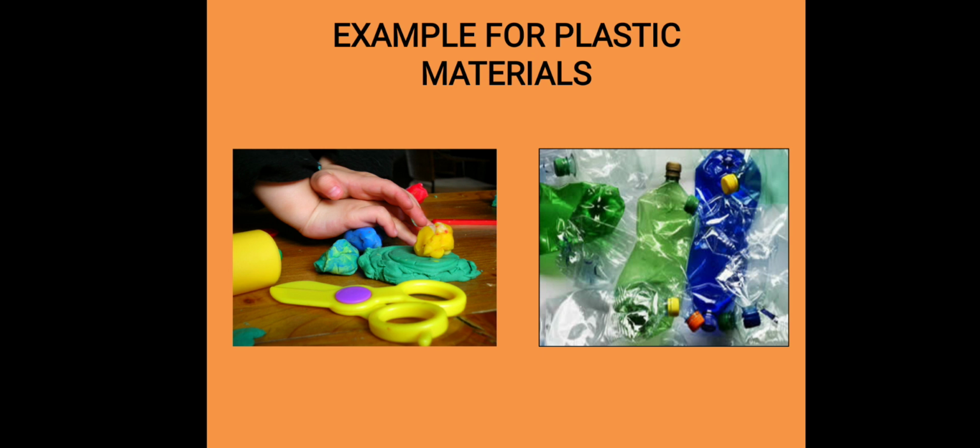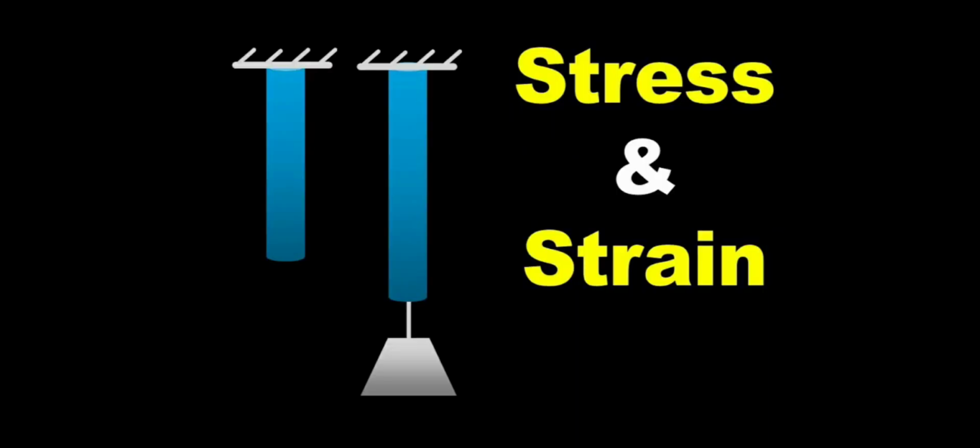Here I have given some examples of plastic materials. First one is wet clay, and second one is crushed water bottles. Here when we remove the deforming force, it does not come back to its original position. And now we see some definitions related to elasticity.